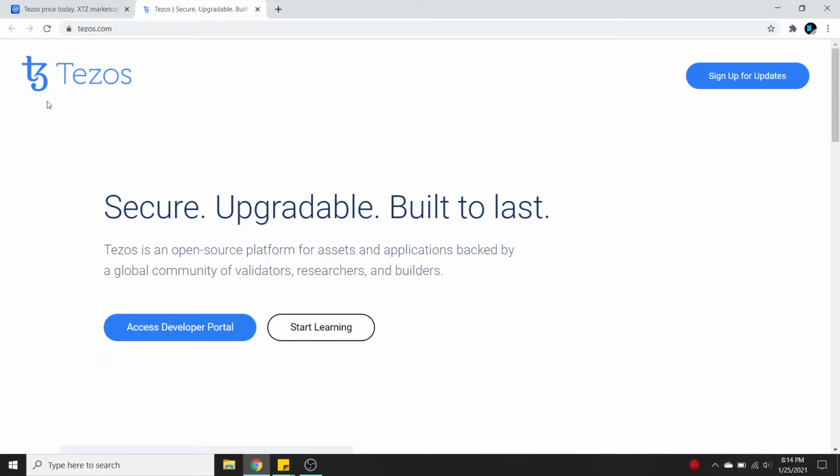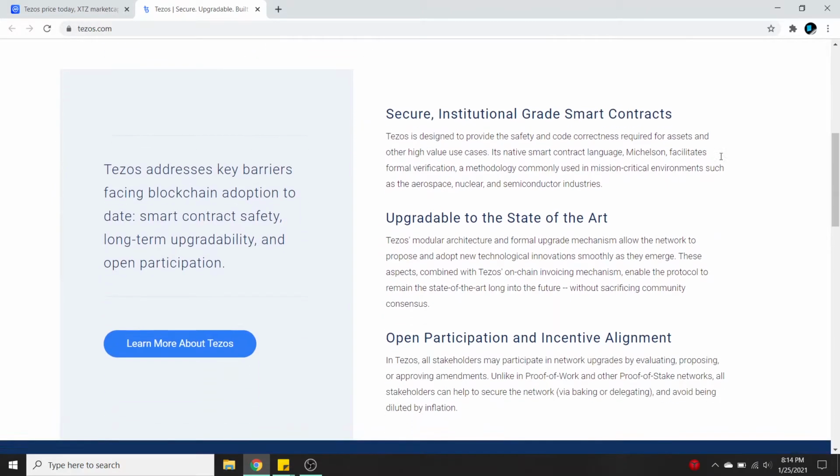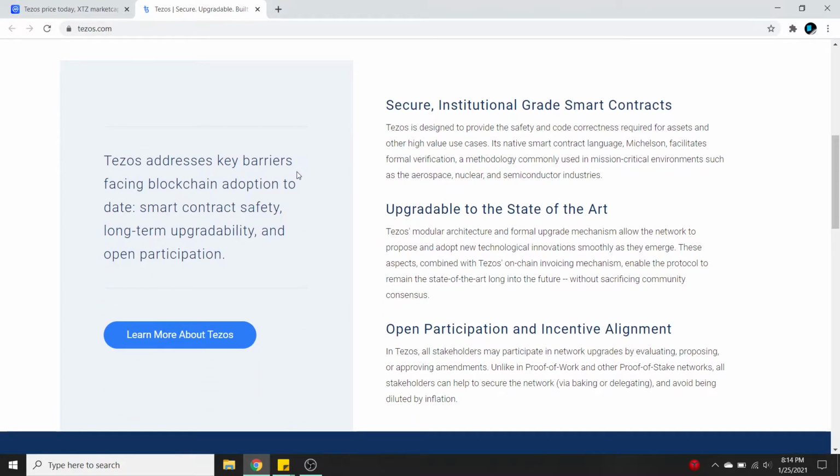Okay, so let's take a look at Tezos, the website, and see what their website says. Secure, upgradable, and built to last. Tezos is an open-source platform for assets and applications backed by a global community of validators, researchers, and builders. All right. Tezos addresses key barriers facing blockchain adoption to date: smart contract safety, long-term upgradability, and open participation. Secure, institutional-grade smart contracts. Tezos is designed to provide the safety and code correctness required for assets and other high-value use cases. Its native smart contract language, Michelson, facilitates formal verification, a methodology commonly used in mission-critical environments such as the aerospace, nuclear, and semiconductor industries.